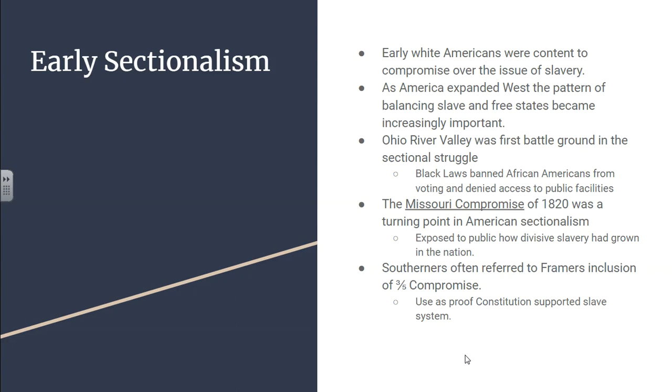So Southerners and Northerners point to different parts of the U.S. Constitution that say whether or not slavery would be allowed, and whether or not the federal government could touch the issue of slavery, or if that was left up to states themselves.